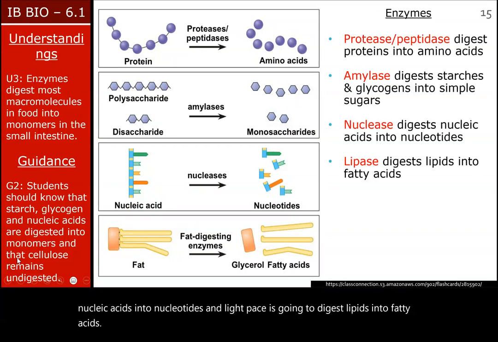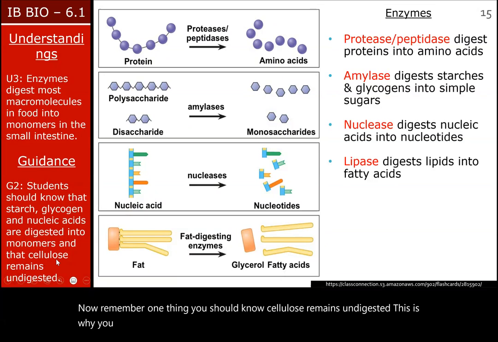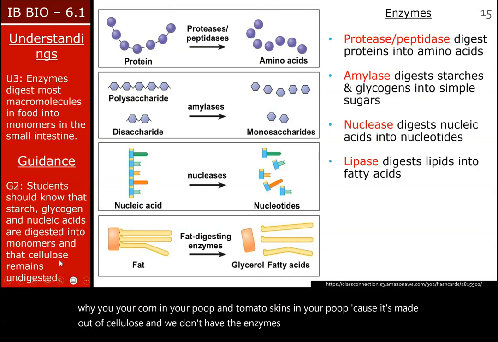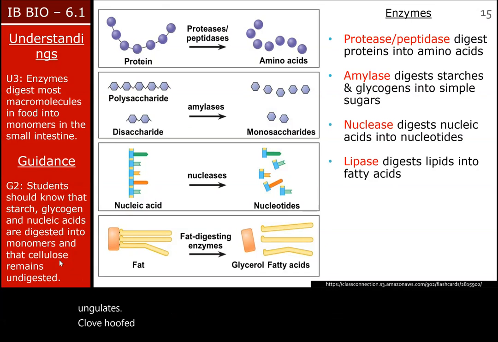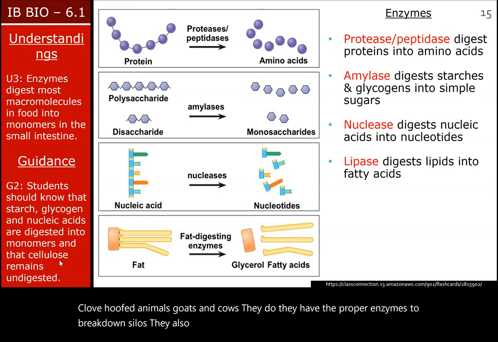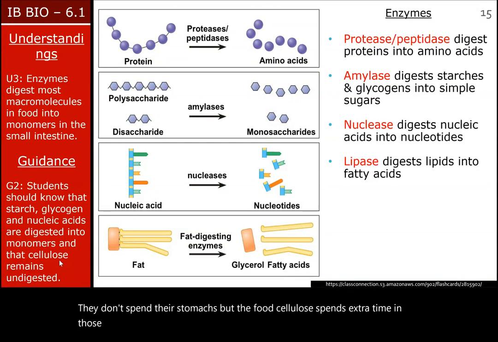Now remember, one thing you should know, cellulose remains undigested. This is why you see your corn in your poop and tomato skins in your poop, because it's made out of cellulose, and we don't have the enzymes to break that down. Now, ungulates, cloven-hoofed animals like goats and cows, they do. They have the proper enzymes to break down cellulose. They also have multi-chambered stomachs where the food, cellulose, spends extra time breaking down.